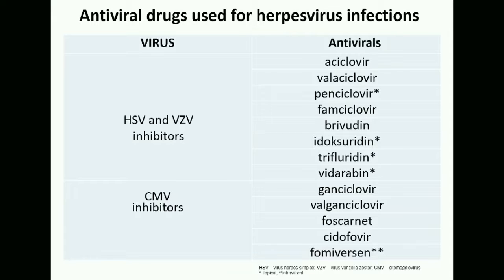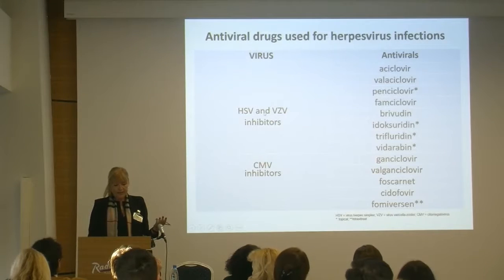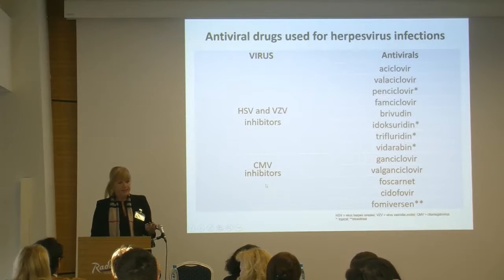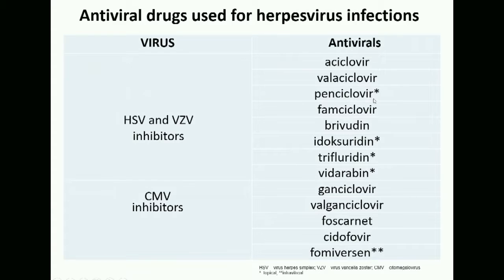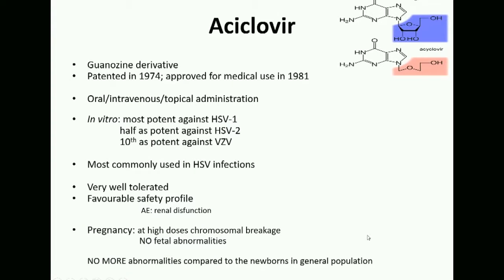However, these are the antiviral drugs used for herpes virus infection. So for herpes simplex, varicella zoster, and cytomegalovirus. However, as you see, the number is limited, and keep in mind that those with 1 star are used for topical use, not for systemic, and the one with 2 stars is used for intravitreal use. So actually the number is really very limited. Let's just have a brief look at each of them.